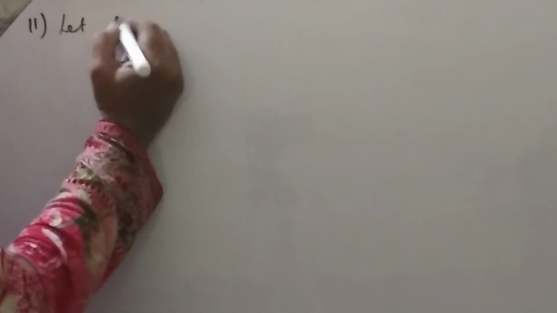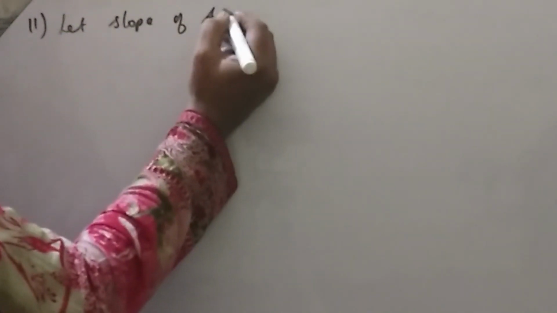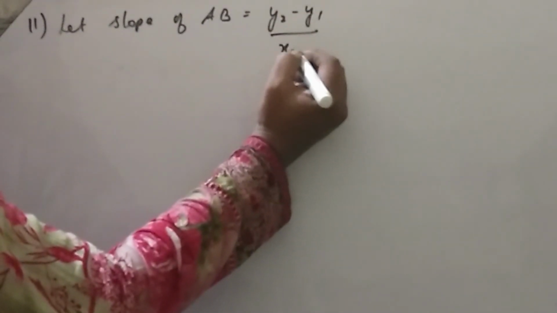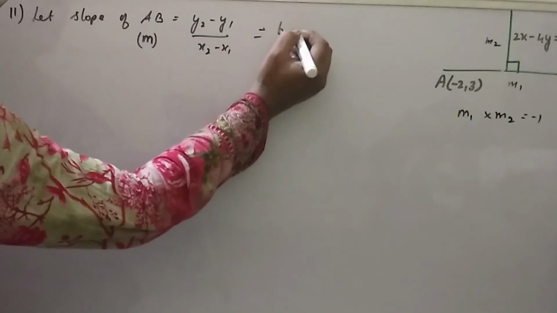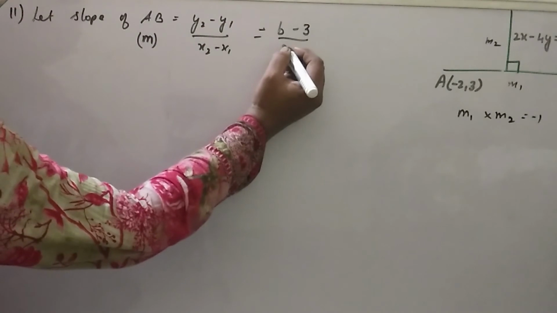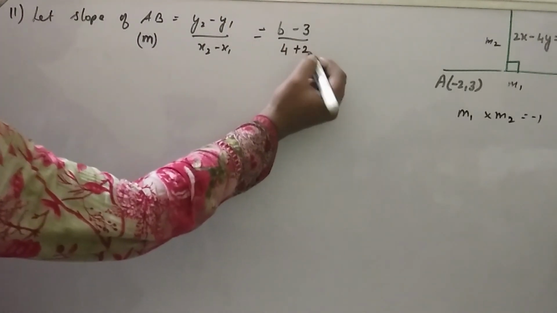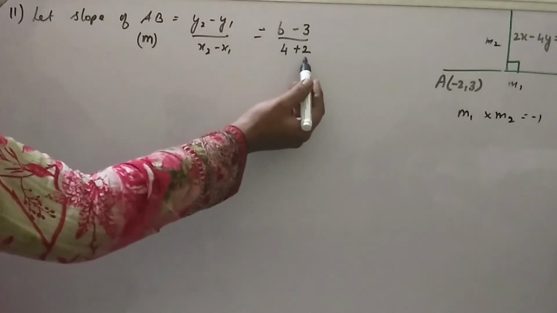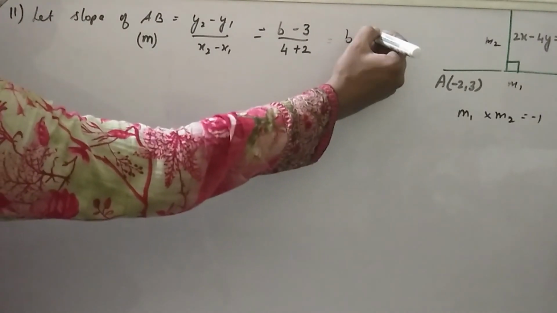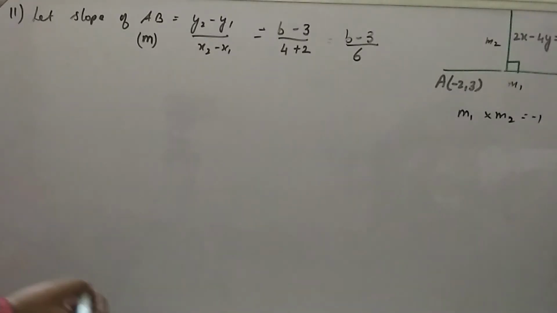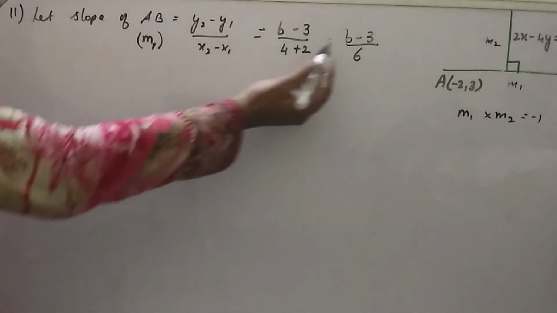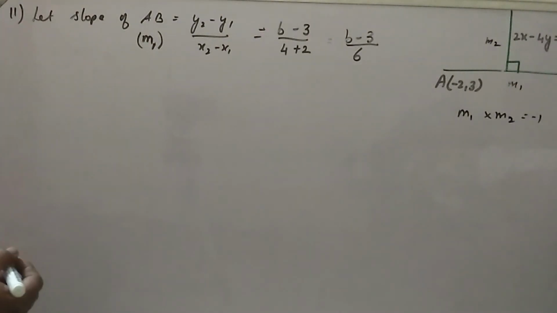Now, let slope of AB be y2 minus y1 upon x2 minus x1, that is b minus 3 upon 4 minus (minus 2). So, you will write 4 plus 2. So, you will get b minus 3 upon 6. So, what is m1? Slope m1 is equal to b minus 3 upon 6.